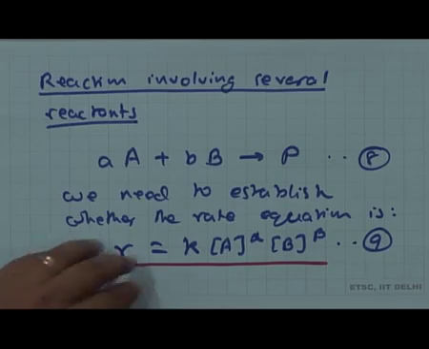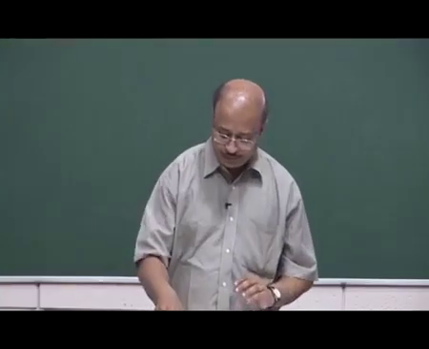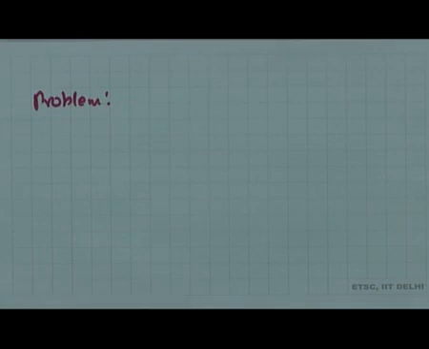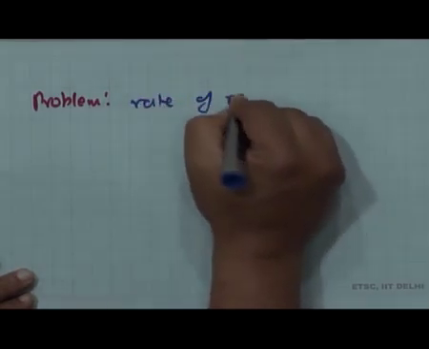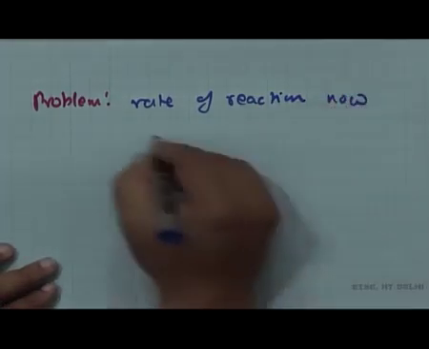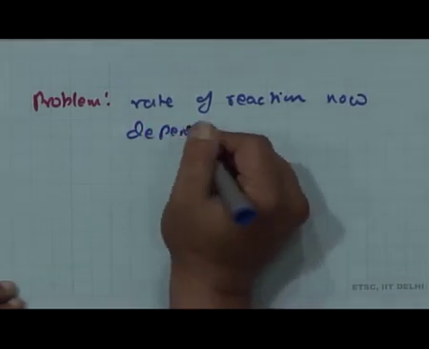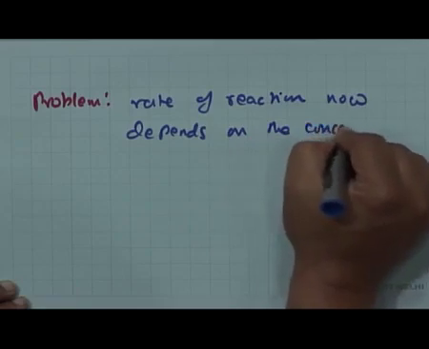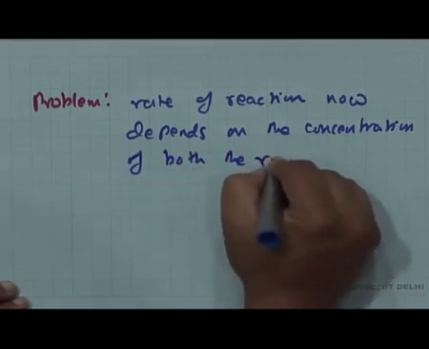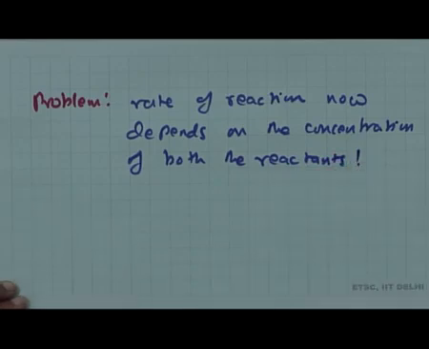Okay. Now, what is the problem? The problem is that the rate of reaction now depends on the concentration of both the reactants. So, I cannot only look at A, I cannot only look at B, because the rate is depending upon both.